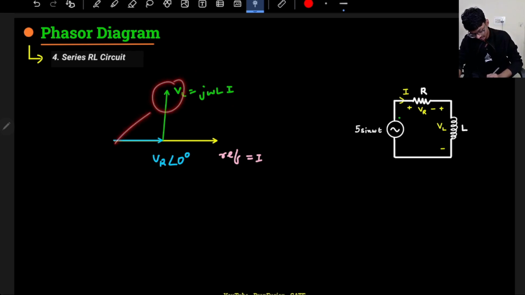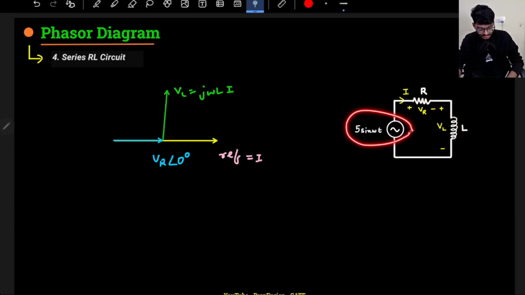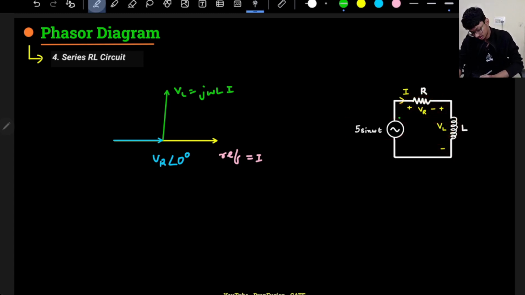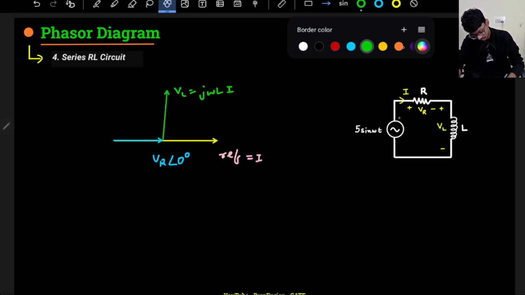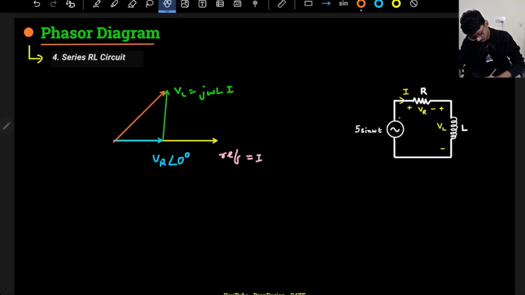So the resultant will be my V, right? Because it is the phasor sum of VR and VL. My Vs is the phasor sum of VR and VL. So this is my resultant vector. This is basically my V. So the magnitude of V is the square root of VL square plus VR square.